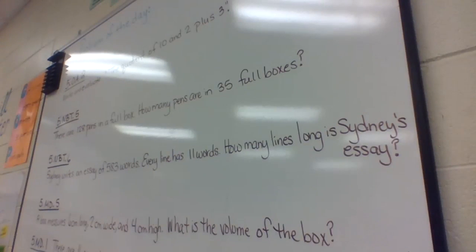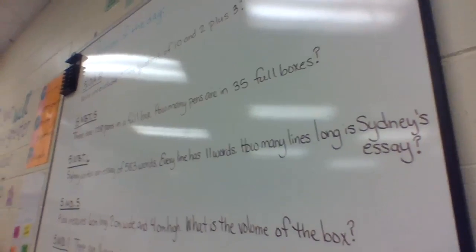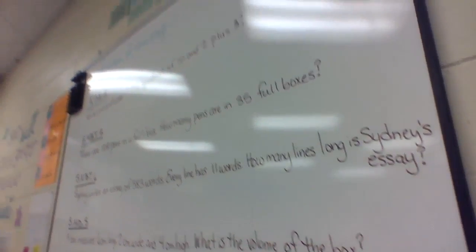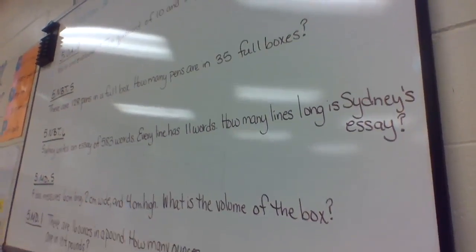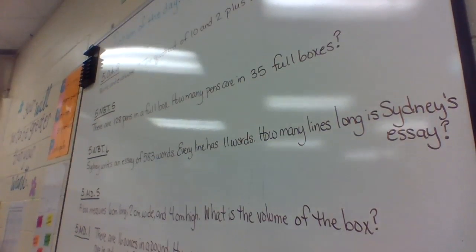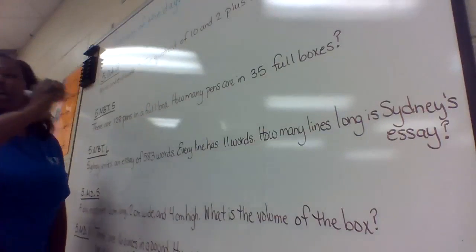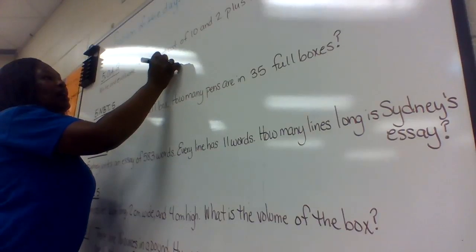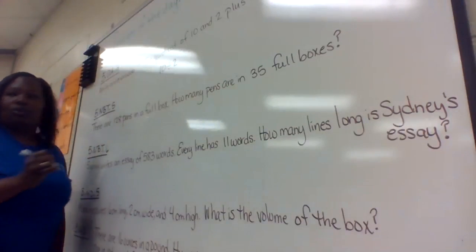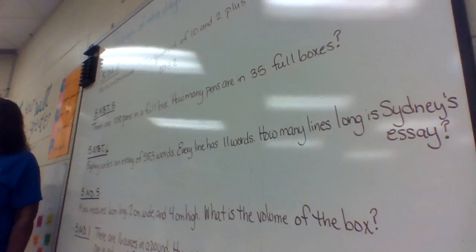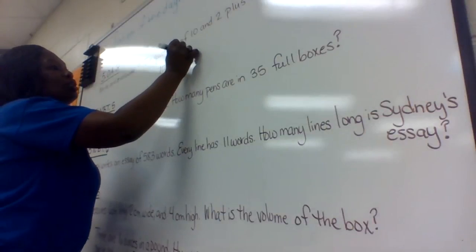So it says the quotient. What does quotient mean? Divide. We talked about that one yesterday, right? Quotient means to divide. All right. So it says the quotient of 10 and 2. So we're going to divide what? 10 and 2. So 10 divided by 2. And then what does it say to do next? Plus 3.